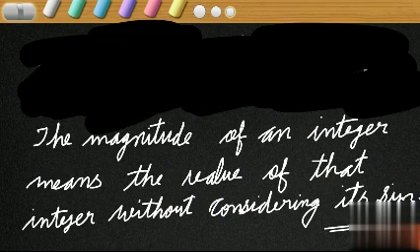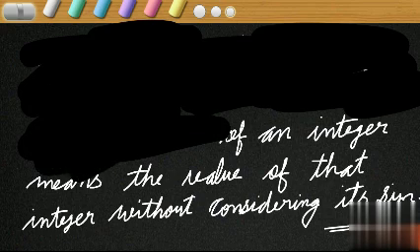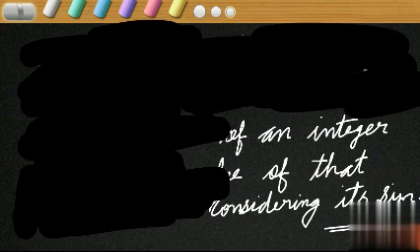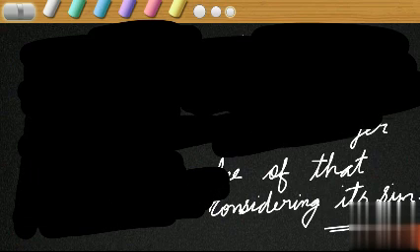So what will be the magnitude of -1? What is the sign of -1? Yes, sign of -1 is minus. So without considering the sign, what is the value of -1? If sign is not taken into consideration, what is the value of that -1? Of course we know 1, isn't it? So we can say the magnitude of -1 is 1, or the absolute value of -1 is 1, or the numeral value of -1 is 1.